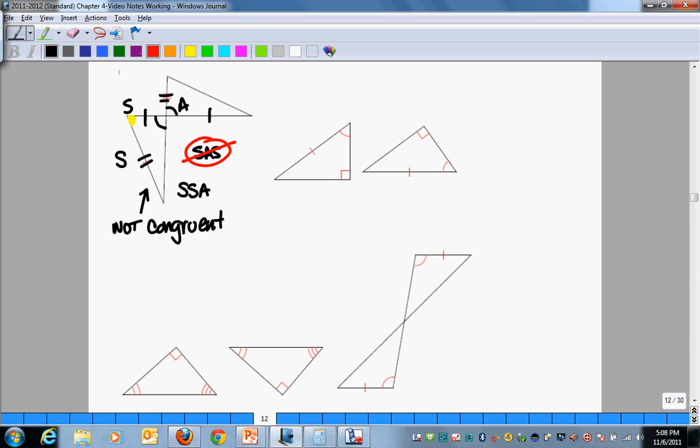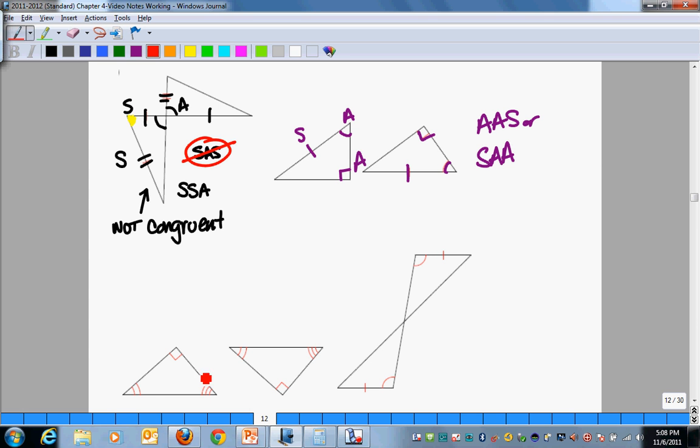Let's take a look at this one. We have a pair of sides, a pair of angles, and another pair of angles. This one is angle, angle, side, or side, angle, angle.